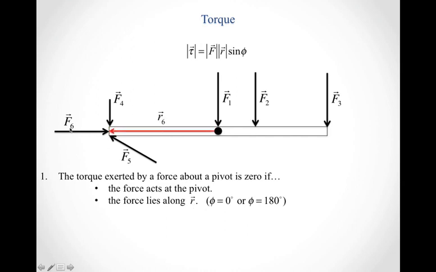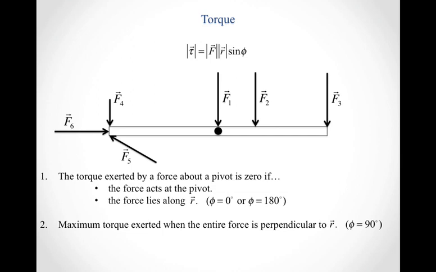Notice that both the force and the position vector for force 6 are perfectly horizontal. They lie along the same line. In this case, they point in opposite directions, which means that the angle between them is 180 degrees. But it doesn't matter if they point in opposite directions or the same direction, in which case the angle between them would be 0. The sine of either of those values, 0 or 180, is 0. So there are two ways that you can have 0 torque generated by a force. One of them is to let the force act at the pivot, so r is 0. The other is to make sure that the relative orientation is either 0 or 180 degrees, because the force and the position vector lie along the same line.